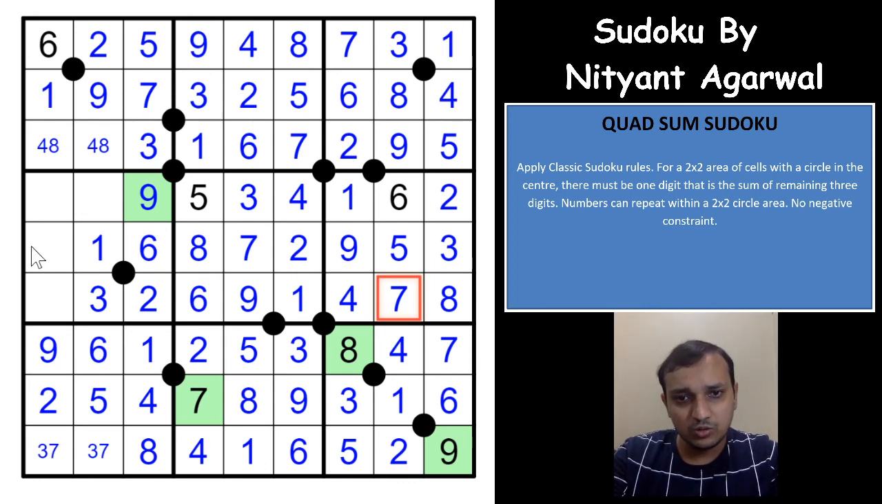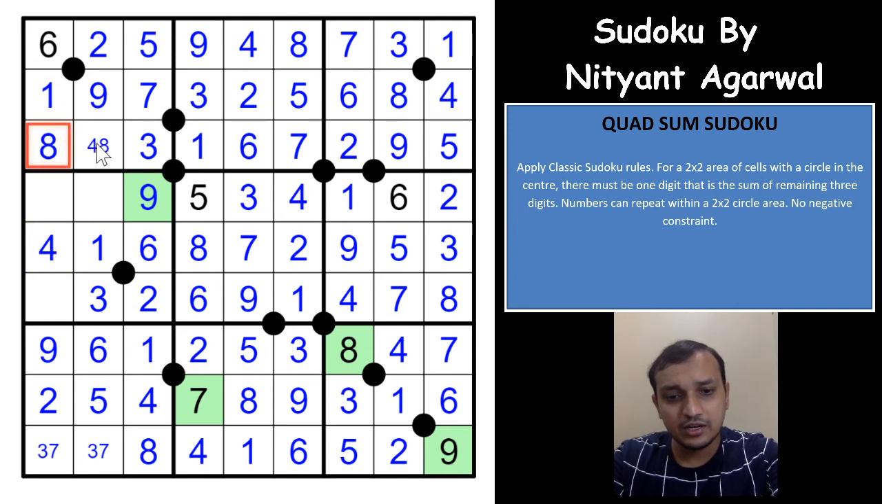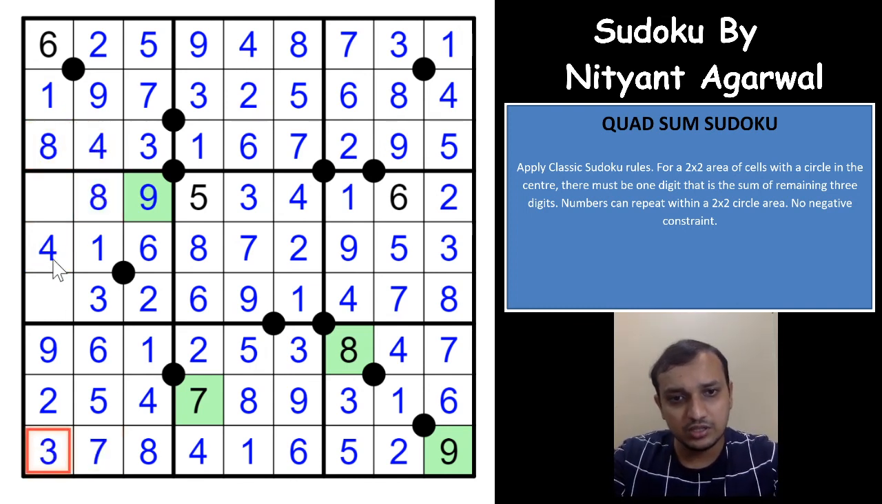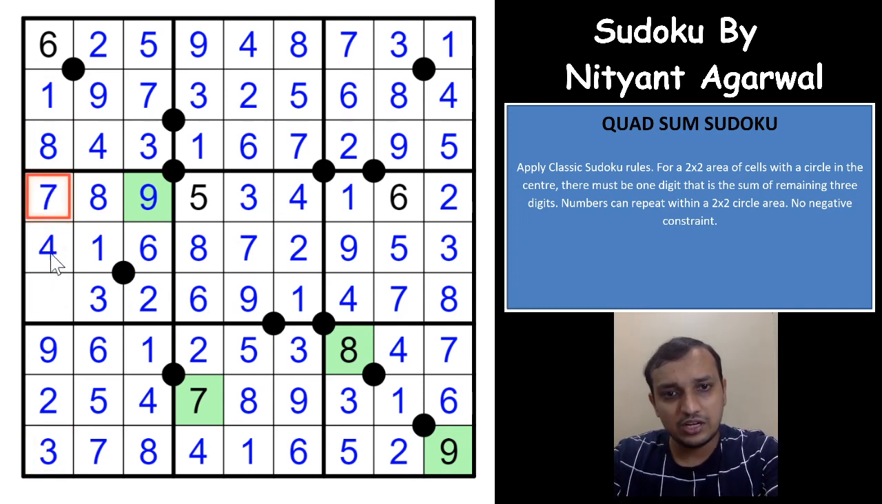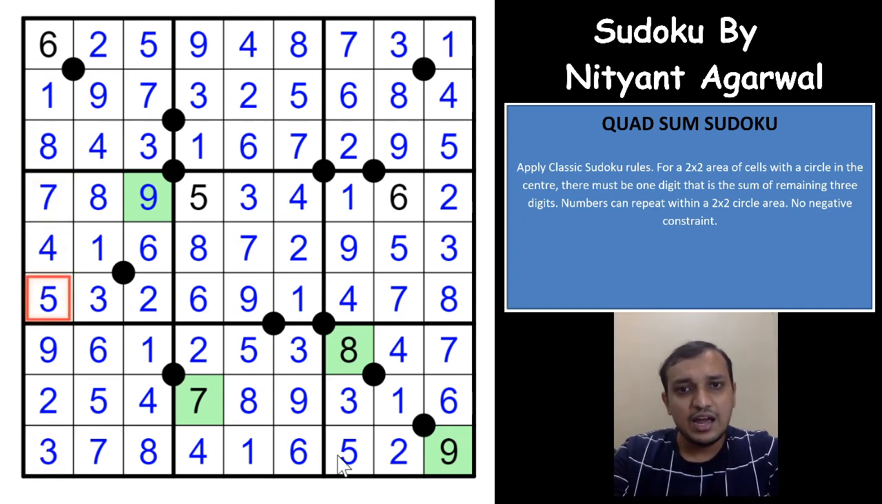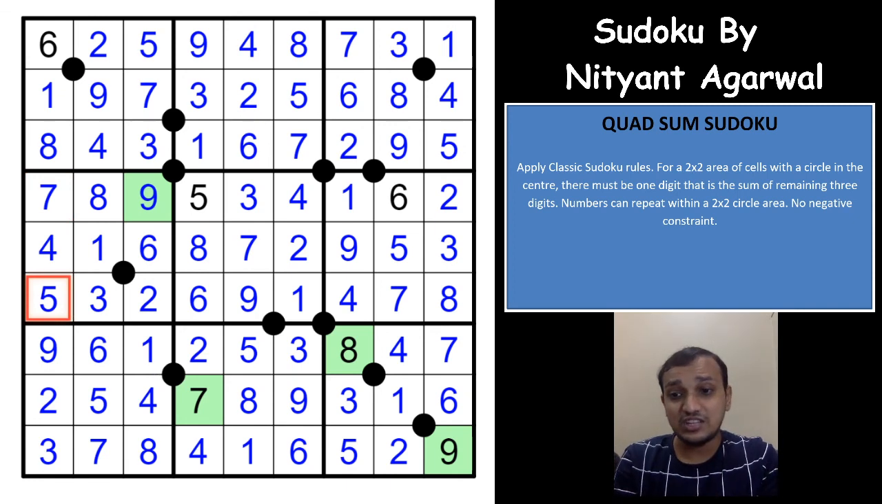So if you see here, now this cell would have to be 4. That gives you an 8 here and a 4 here. That gives you 8 here. That gives you a 7 and a 3 here. And you need 7 and a 5. So that gives you a 7 and a 5 here. And with that we complete this gorgeous excellent Sudoku by Nityant Agarwal.